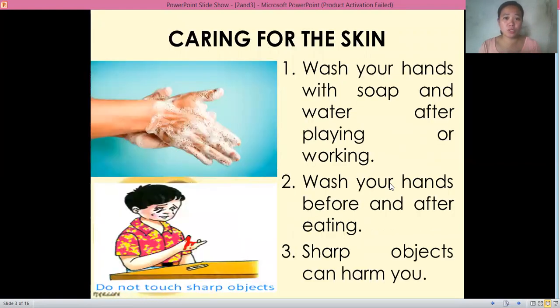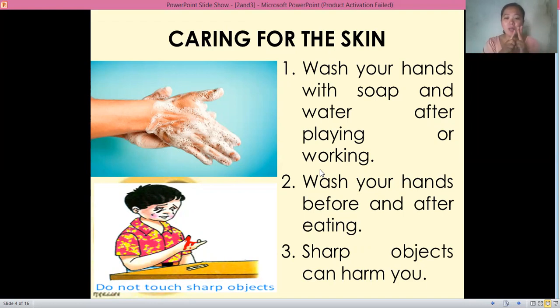Now, let's go to how to take good care of our skin. Number 1, wash your hands with soap and water after playing or working. So after playing and working, you need to wash your hands with water and soap. It's important that you use soap so that the germs will be removed. Because with water alone, it's not completely clean. So you need to use soap.